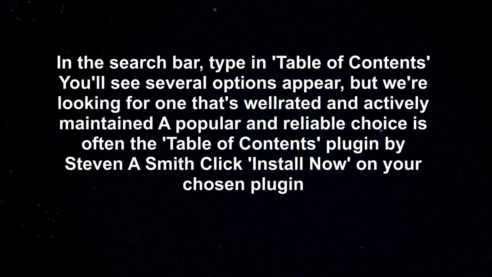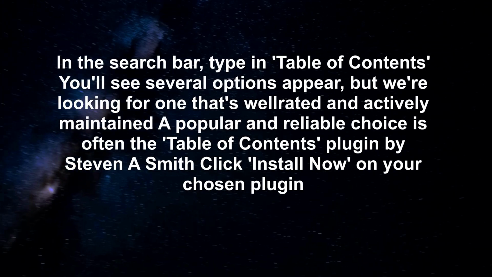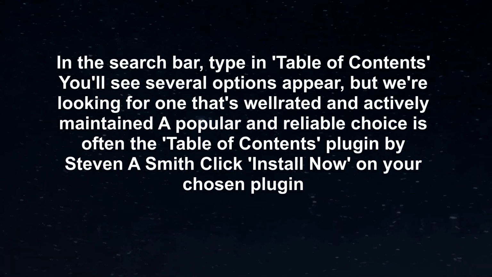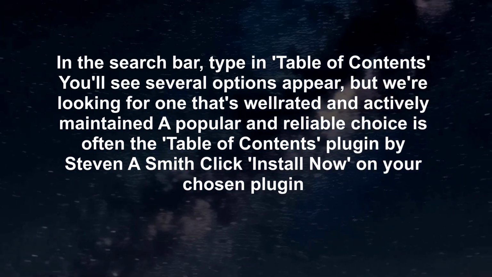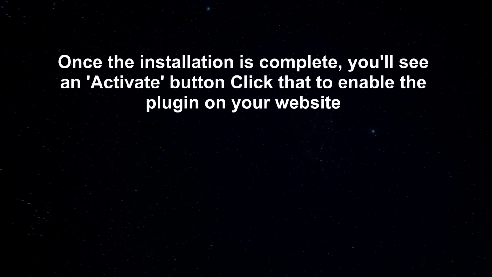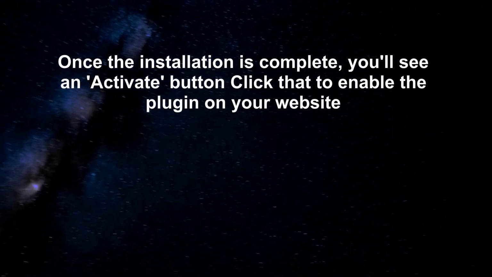You'll see several options appear. But we're looking for one that's well-rated and actively maintained. A popular and reliable choice is often the Table of Contents plugin by Stephen A. Smith. Click Install Now on your chosen plugin. Once the installation is complete, you'll see an Activate button. Click that to enable the plugin on your website.